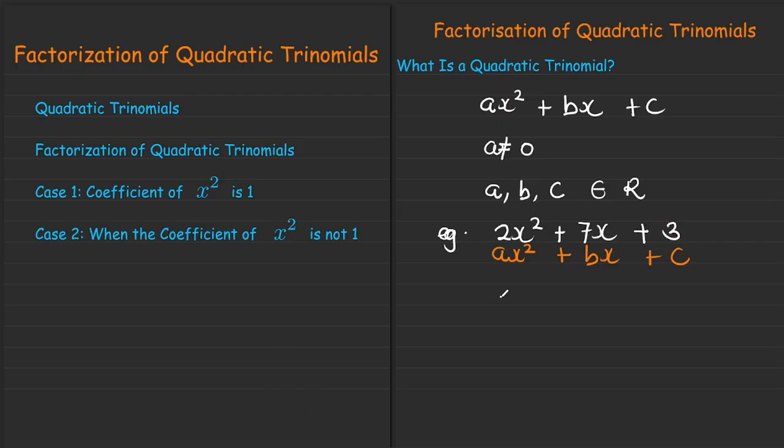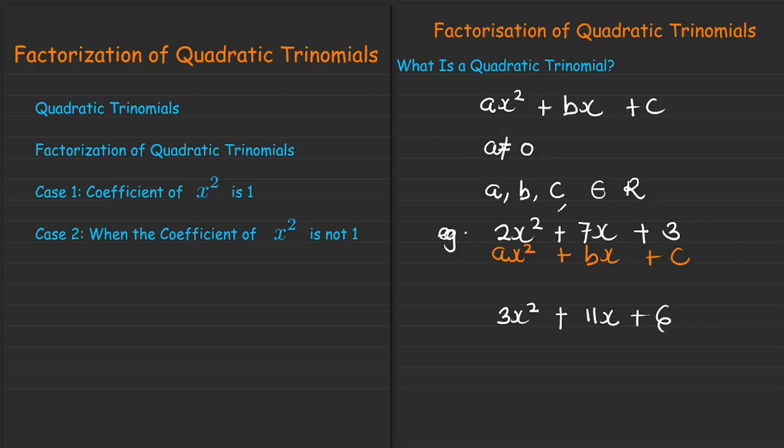We can take another example as 3x squared plus 11x plus 6. And if you compare it, your a becomes 3, your b becomes 11, and your c becomes 6. You should take note that in as much as we have said a should not be equal to 0, a can be 1 as well, because 1 is not 0.